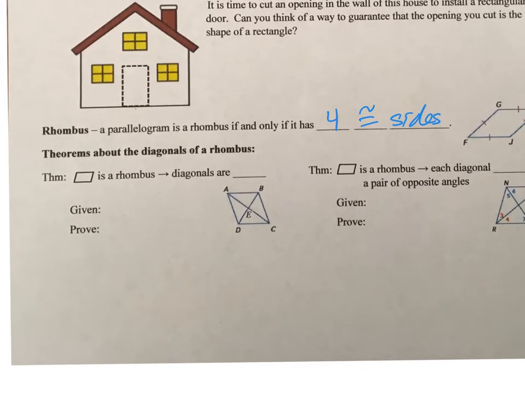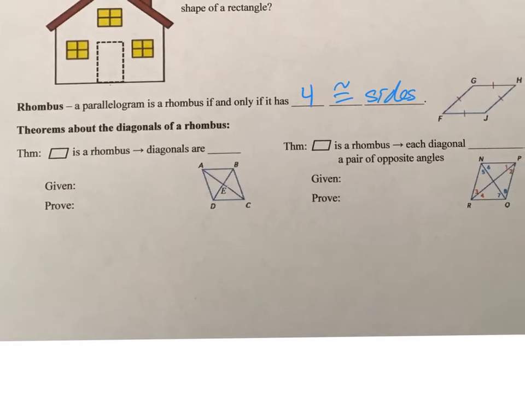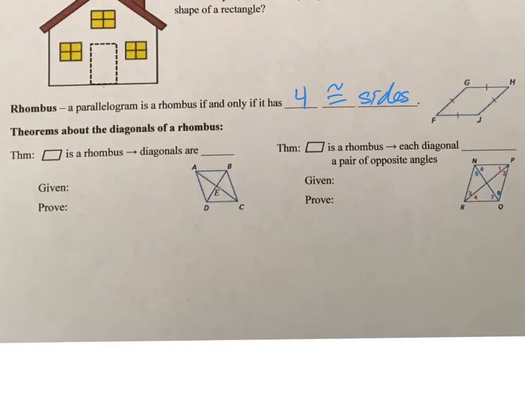Now, in addition to that, we have a couple of theorems that have to do with the diagonals of a rhombus. So let's take a look at those two theorems, and we're actually going to prove them. The first one says if a parallelogram is a rhombus, then its diagonals are perpendicular. All right, so let's prove that. So our hypothesis is that we're assuming we have a rhombus. So our given statement would be that we have rhombus ABCD.